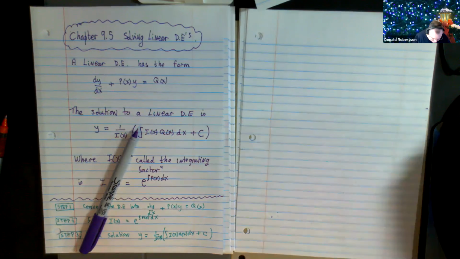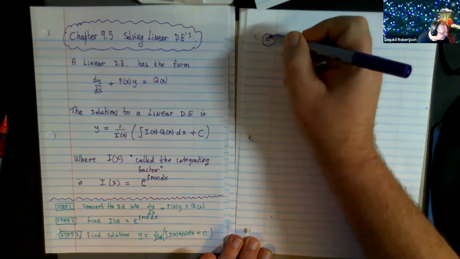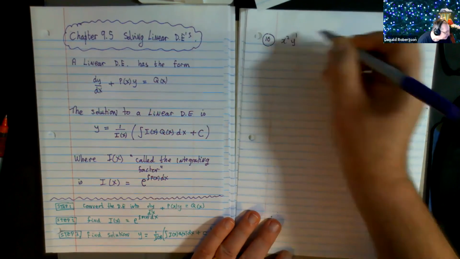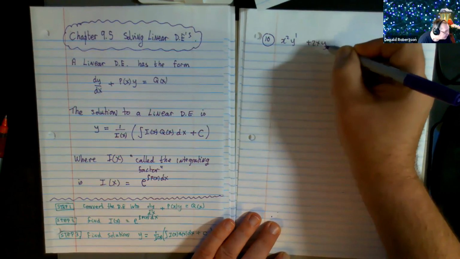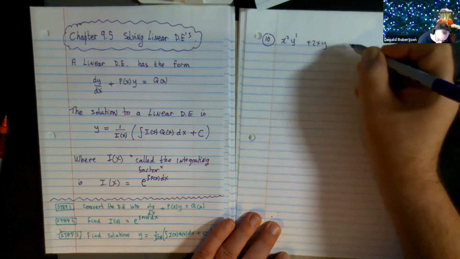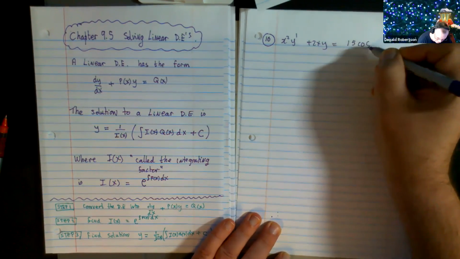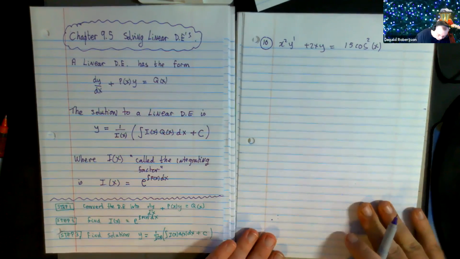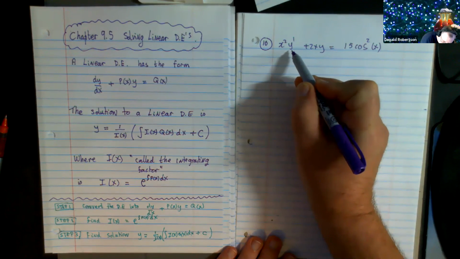Okay, the last one I'm going to do is question 10. It's x squared y dashed plus 2xy equals 15 cos squared x. This needs to be separated. This needs to be left on its own.